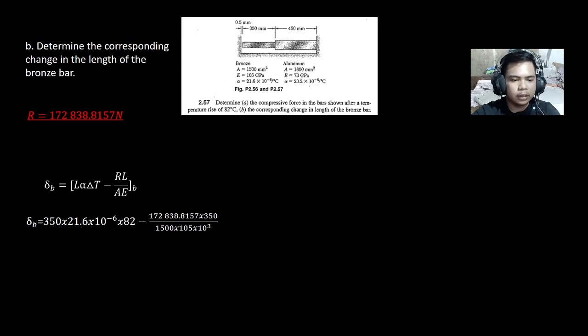The answer for this is delta B is equals to 0.2356 millimeter. It is for the corresponding change in the length of the bronze bar.